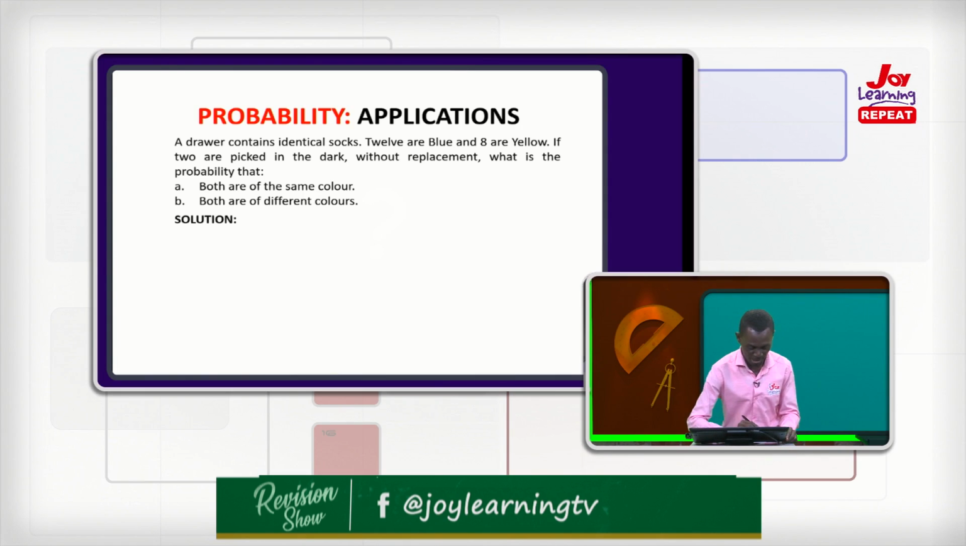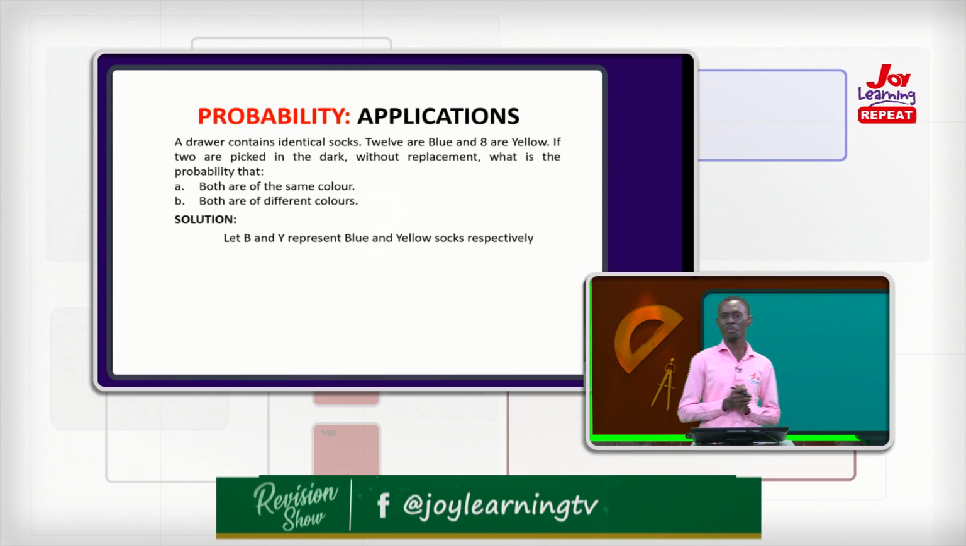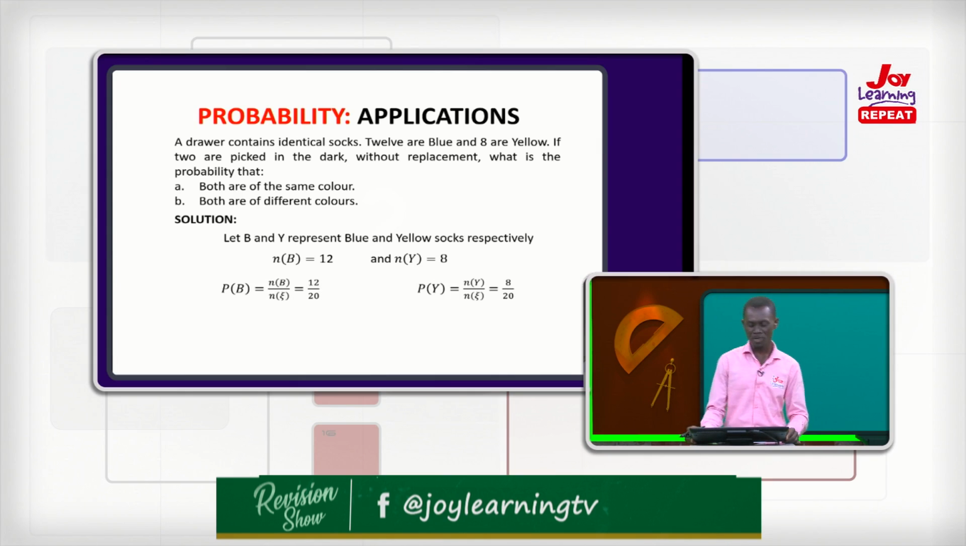Let me help you here, Caleb. Watch this. Let's represent the blue socks as B and the yellow socks as Y. Number of blue socks, 12. Number of yellow socks, 8. So the total number of socks will be 20. Probability of picking a blue sock will be 12 on 20. Probability of picking a yellow sock will be 8 on 20.